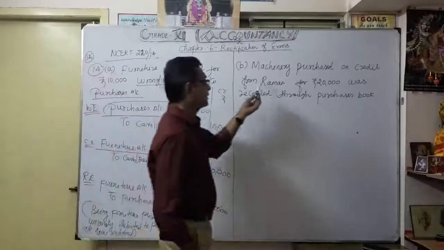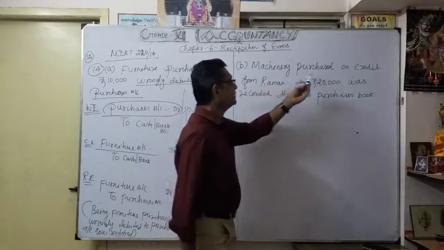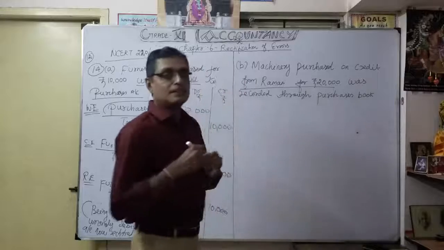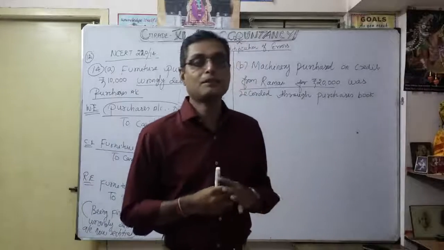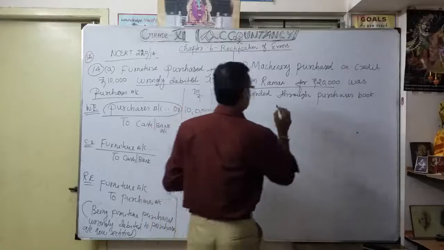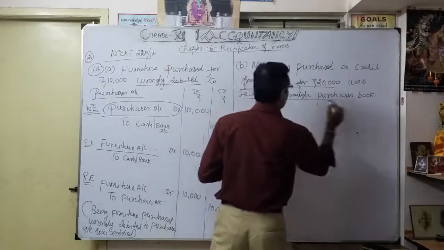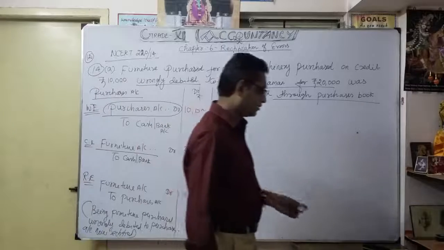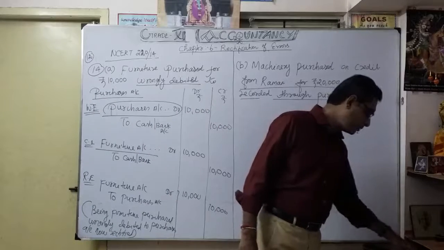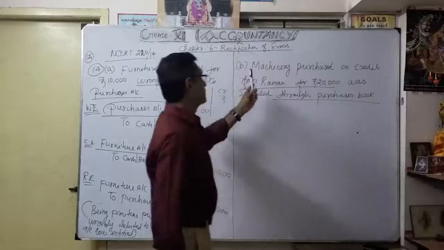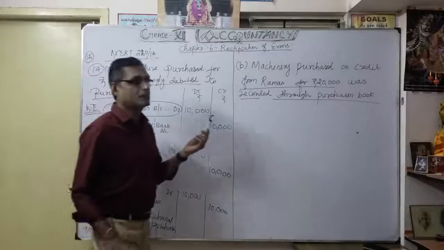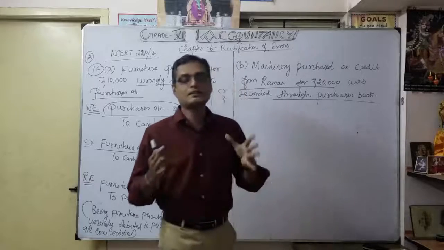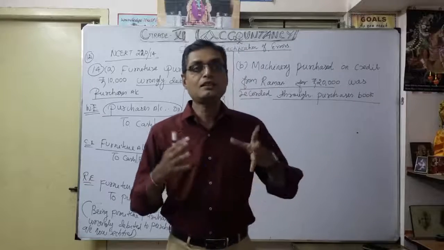Now move to the second one. Here, machinery purchased on credit from Raman. They did what? Credit purchase. But what they purchased is machinery. What happened? They recorded it through the purchase book. In the same manner, here they considered it purchases. Machinery purchased on credit from Raman as 20,000 was recorded through the purchase book. They considered it credit purchases, not asset.